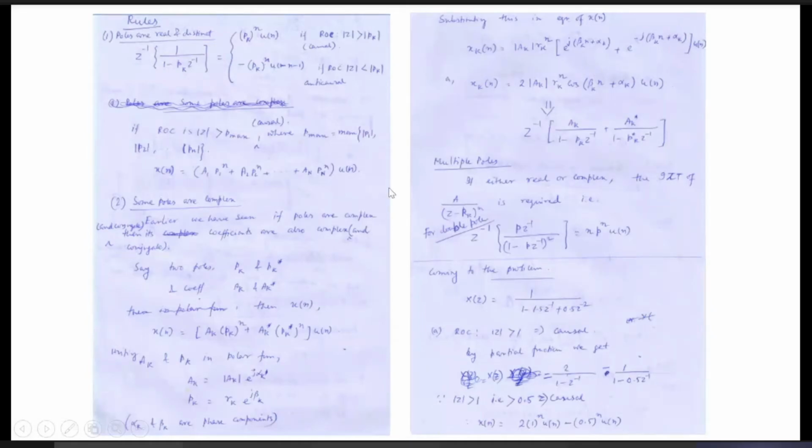Just this part you see. One signal example is given that X(z) is equal to 1 by 1 minus 1.5 z inverse plus 0.5 z to the power minus 2. Here ROC is given as mod z greater than 1. So how will we find the time domain sequence?